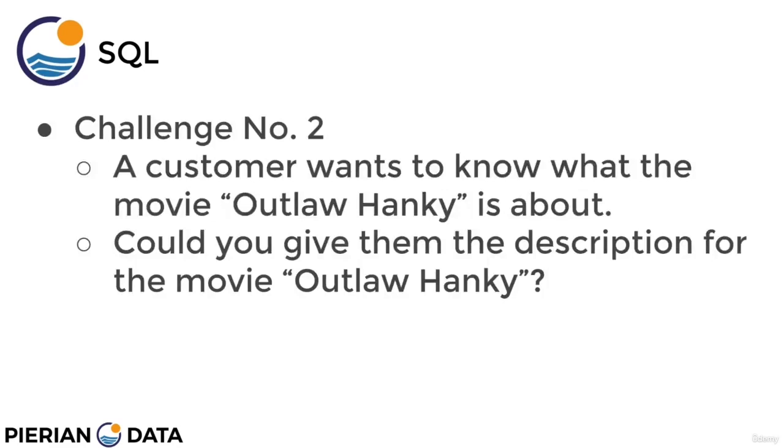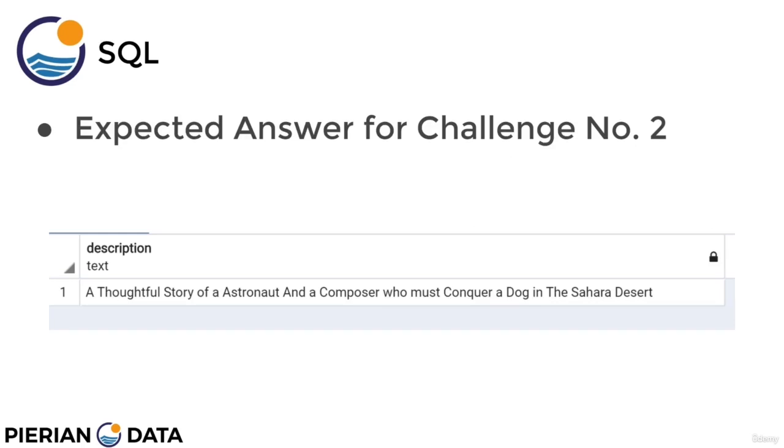So, a customer wants to know what the movie Outlaw Hanky is about. Could you give them the description for the movie Outlaw Hanky? Okay, here comes the expected result. The expected answer is this description, which is kind of wacky: Outlaw Hanky is a thoughtful story of an astronaut and a composer who must conquer a dog in the Sahara Desert.